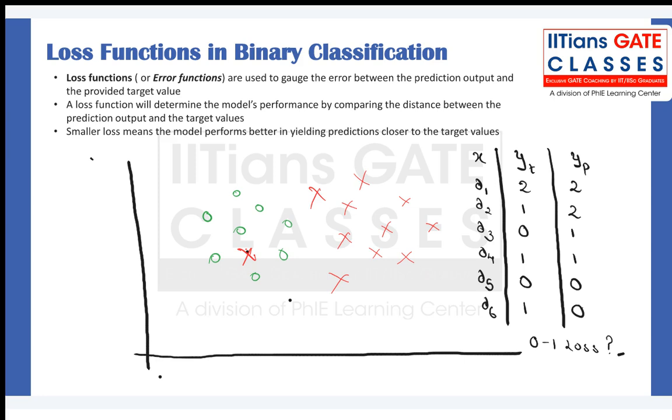Since you have three misvalues, what are those three misvalues, Sahil? Which data points? D2, D3, D6, right? Yeah, these three data points have misvalues. So a 0-1 loss will be 3.